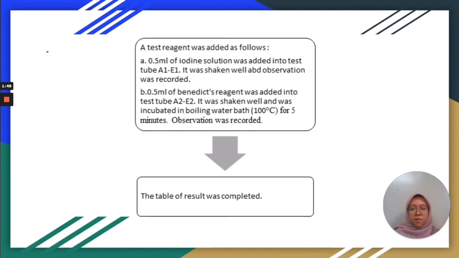And at the same time, 0.5 ml of Benedict reagent was added into test tube A2 until E2 and was shaken well and incubated in boiling water bath for 100 degrees Celsius for 5 minutes, and after that observation was recorded, and the observation was recorded in the table of the result.